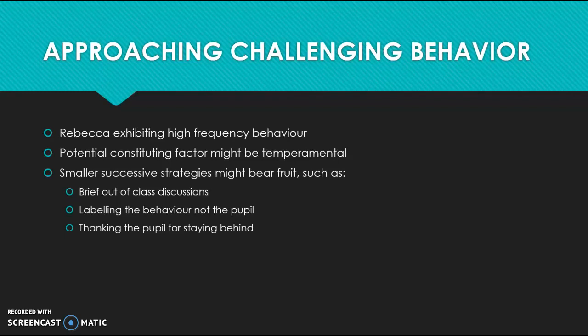Thanking the pupil for staying behind. And finally, it is always good to end on a positive note. So I would tell them thank you for staying behind because it would make them feel like they were not being spoken down to. Also, it would not seem like I was punishing them by holding them back for a discussion. So it would end on a positive note there.